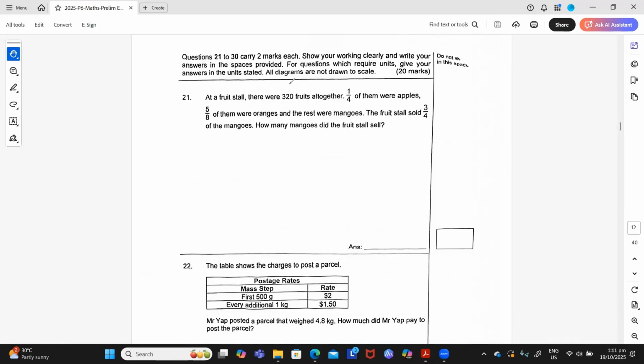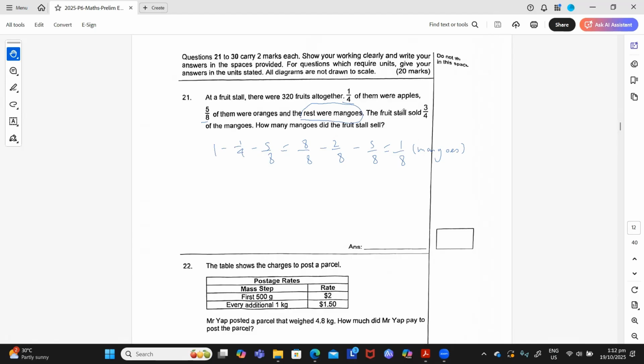Okay, question 21. Fruit stall. There are 320 fruits altogether. 1/4 of them were apples, 5/8 of them were oranges, and the rest were mangoes. Let's find the fraction of mangoes. 1 whole minus 1/4 minus 5/8. So this is 8/8 minus 2/8 minus 5/8. So this will give you 1/8. So this is the mangoes, okay?